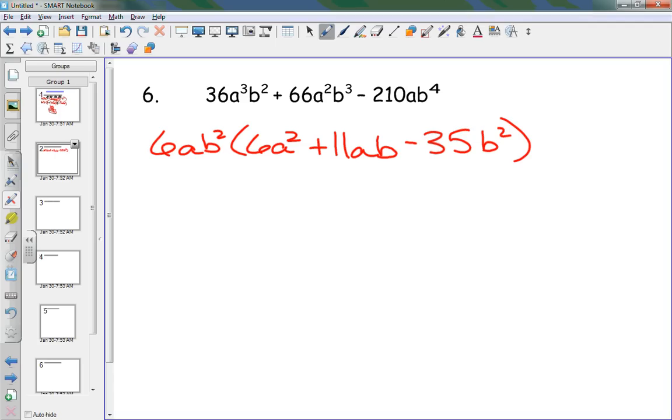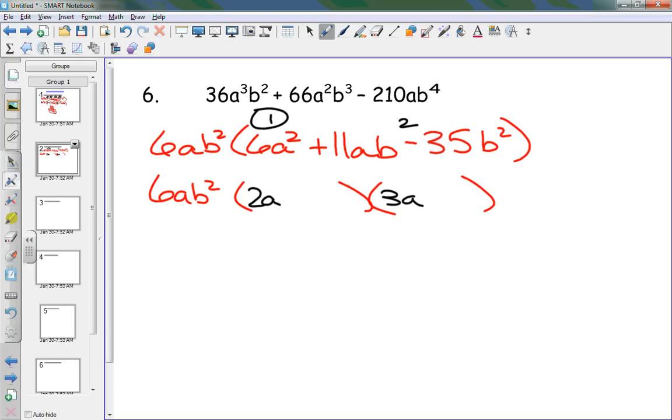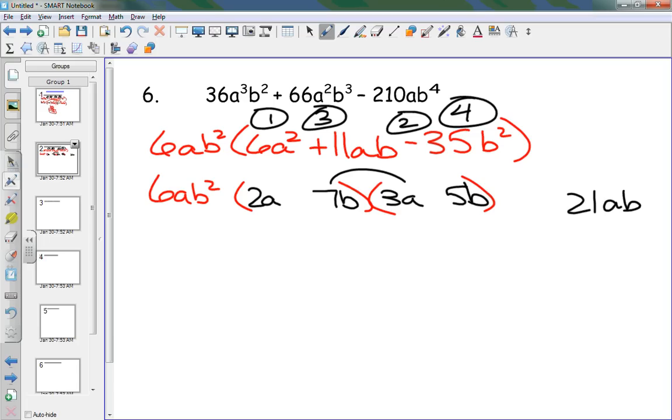Okay, now you have to factor. Put it into 2 binomials. I need to break down 6A squared. So how do I break that down? 2A and 3A. I need a positive 11AB, and I'm going to use factors of 35B squared. So what are my factors? 5 and 7. I'm going to put the 7B here, and I'm going to put the 5B here. Inner gives me 21AB. Outer gives me 10AB. But I need a positive 11AB, and my signs have to be opposite.